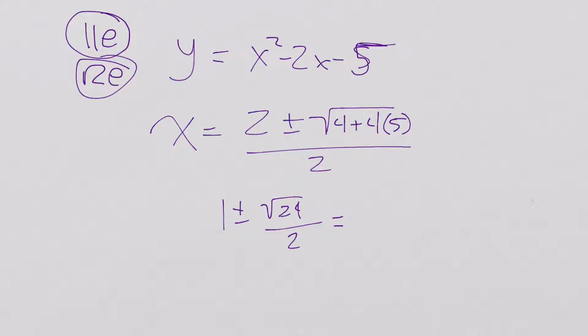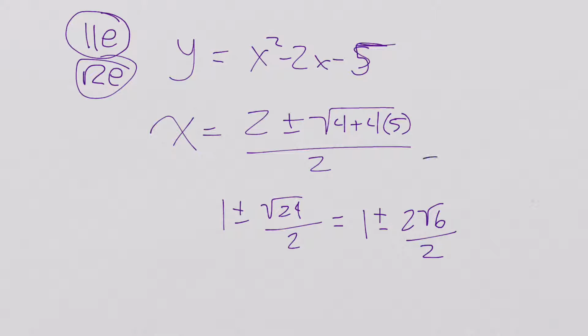And we can simplify that. So 1 plus or minus square root of 24 is the same thing as 2 times the square root of 6. And that's all still over 2. It's the same as 2 root 6 because 6 times 4 is 24.